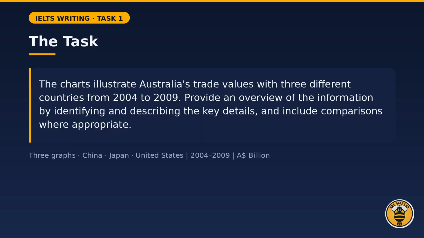Here is the task. The charts illustrate Australia's trade values with three different countries from 2004 to 2009. We must give an overview of the key details and make comparisons where appropriate. Notice three separate graphs, one each for China, Japan, and the United States.